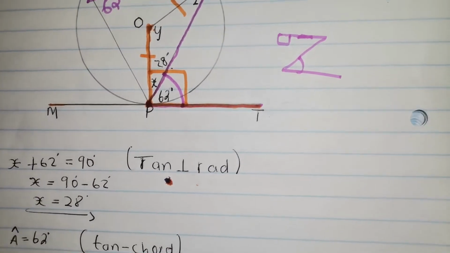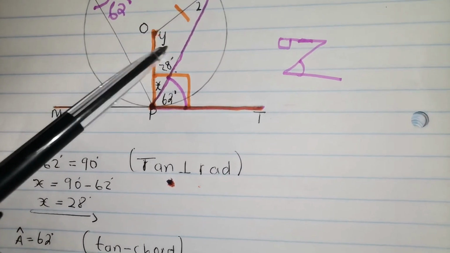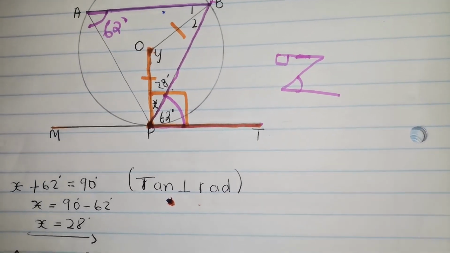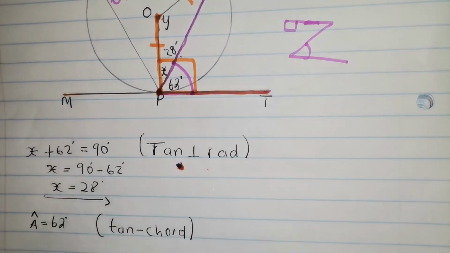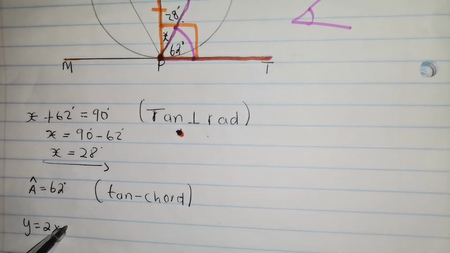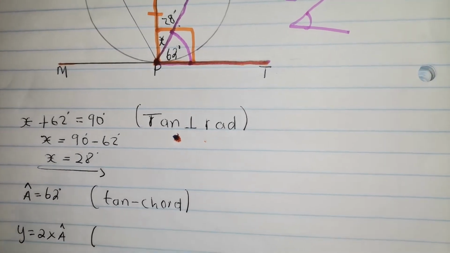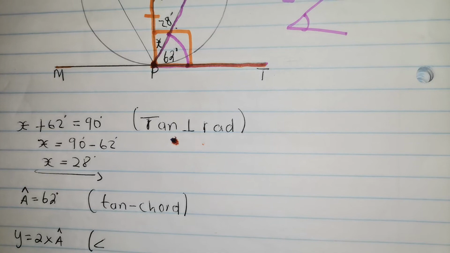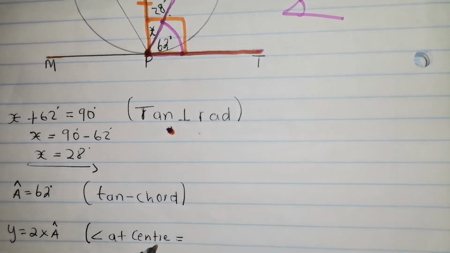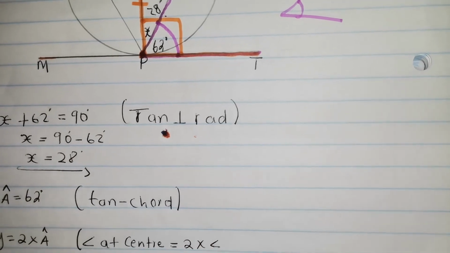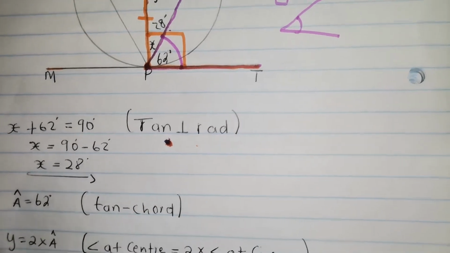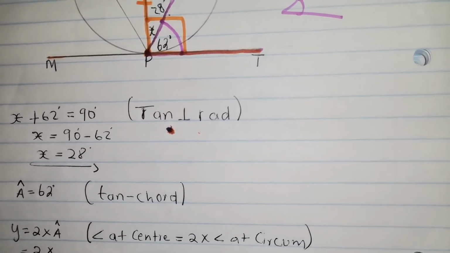Why do I need angle A? Because I see that y is at the center, and according to theorem number 2, y is equal to 2 times angle A. This means the angle at the center is equal to 2 times the angle at the circumference. Theorem number 2. Therefore, 2 times 62.